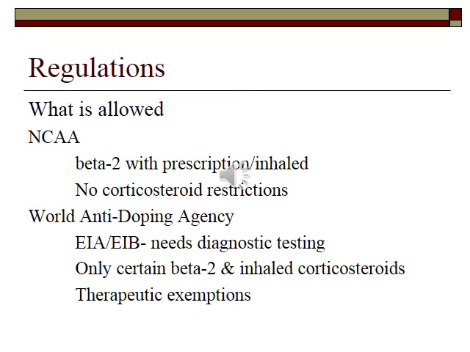There's no corticosteroid restrictions. With the World Anti-Doping Agency, if a person has exercise-induced asthma or exercise-induced bronchospasm, there needs to be specific diagnostic testing done for that and have it documented. And there's only certain beta-2 agonists and inhaled corticosteroids that the person could take. There are some therapeutic exemptions, but obviously if you're dealing with an Olympic athlete who has asthma, you need to make sure you have the appropriate documentation, because the restrictions there are a little bit more than what the NCAA has, so it's important that you're aware of that.